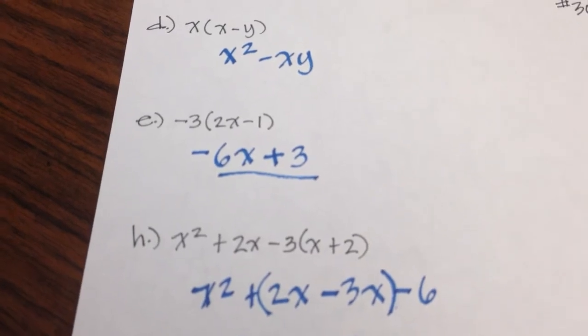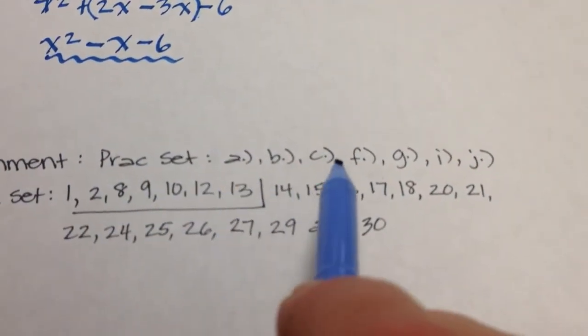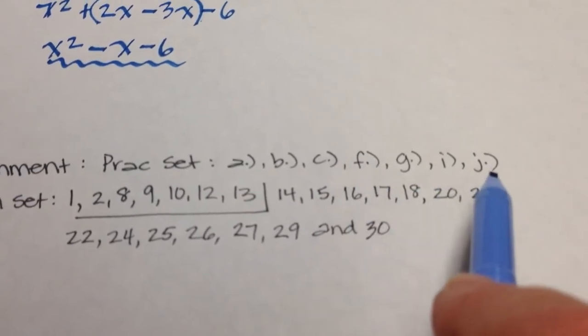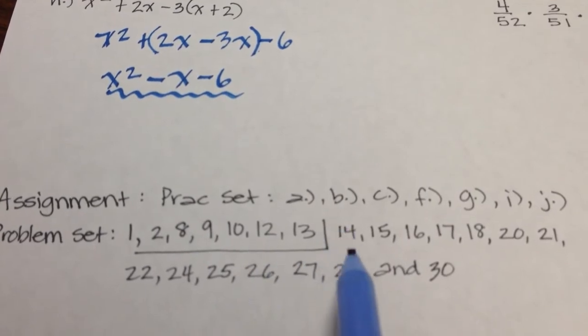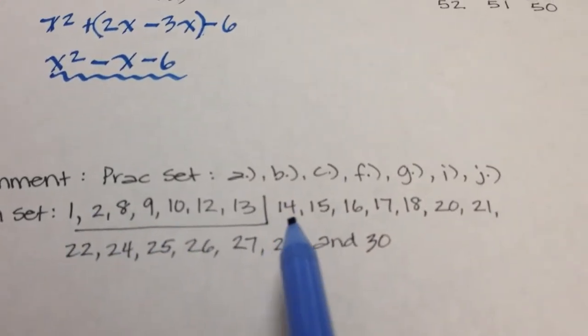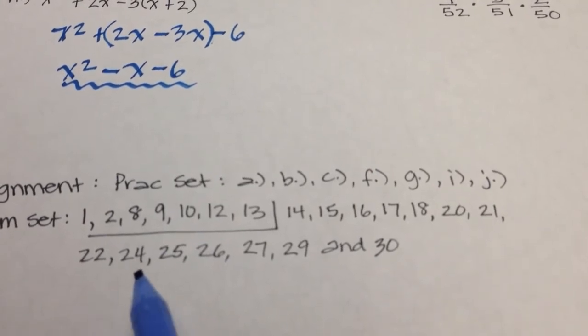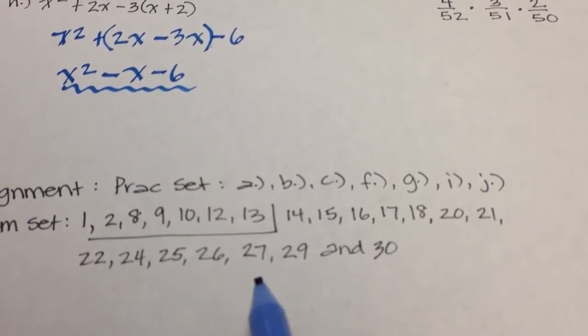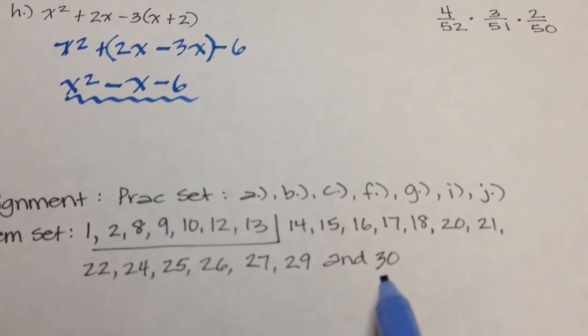Ta-da! Okay? So your assignment is to do practice A, B, C, F, G, I, and J, then 1, 2, 8, 9, 10, 12, 13. Have that done before class. Then 14, 15, 16, 17, 18, 20, 21, 22, 24, 25, 26, 27, 29, and 30. Now, 30 is going to be a little tricky.